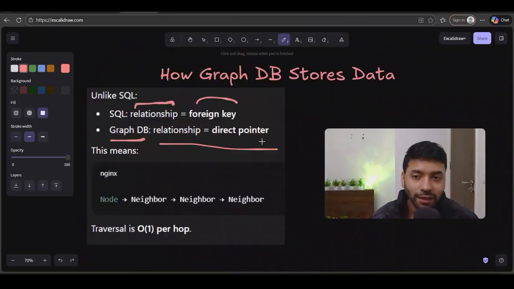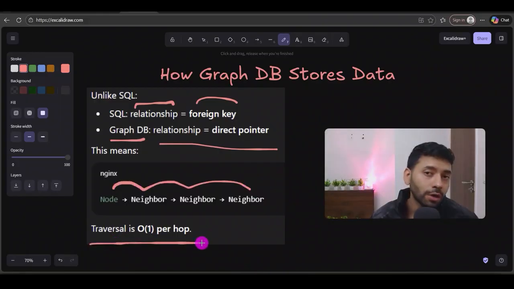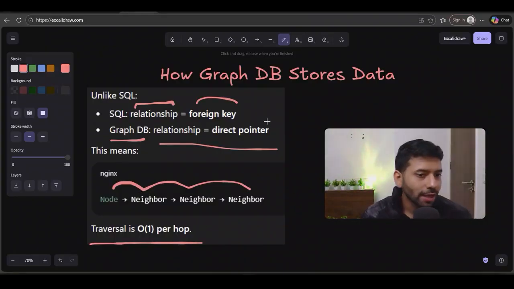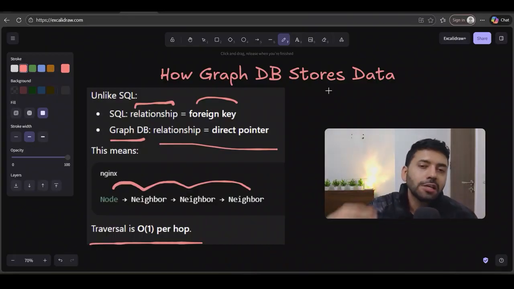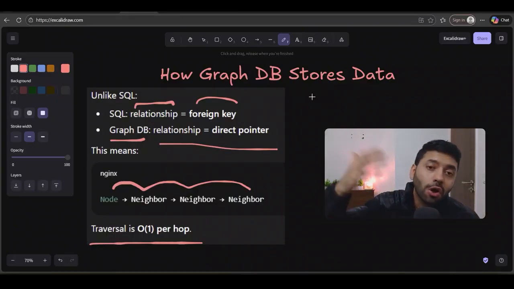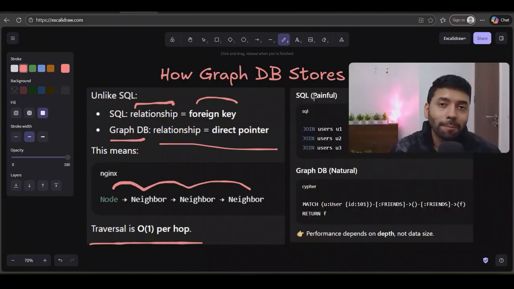So for example, in a graph database, if you have to go from a node to a neighbor to the next neighbor to another neighbor, this traversal is O(1) per hop. Okay, so you can directly move to the next one because it's a direct pointer. Let's try to understand this with an example. We took the example of a social network, right? For example, you have to go friends of friends in social media. This can be quite painful in SQL. You have to apply multiple joins: user 1, then join users 2, join users 3. So a lot of joins in the query.